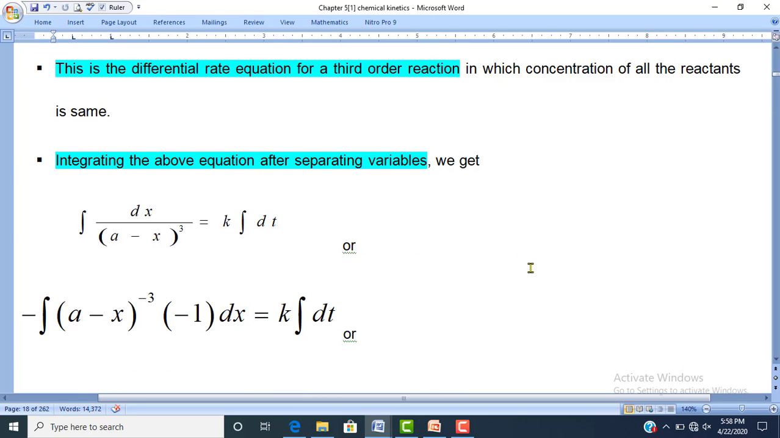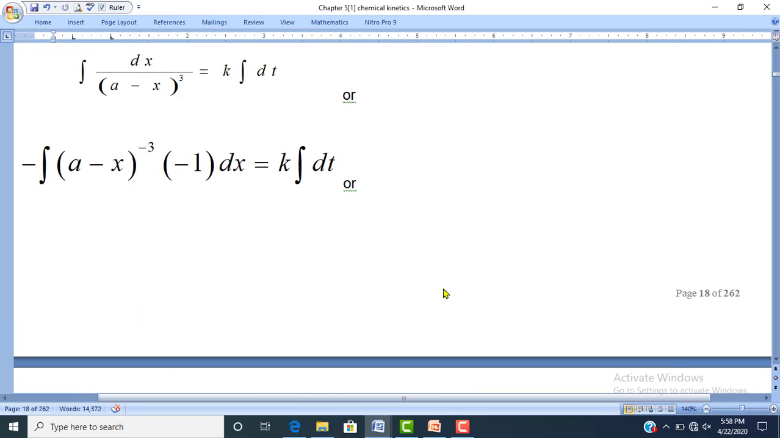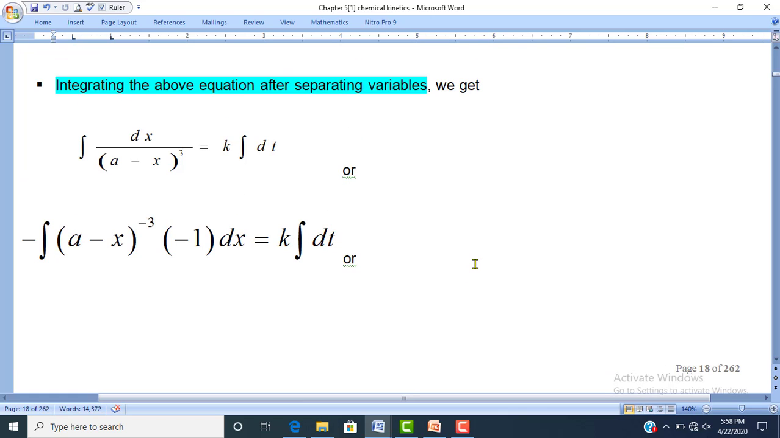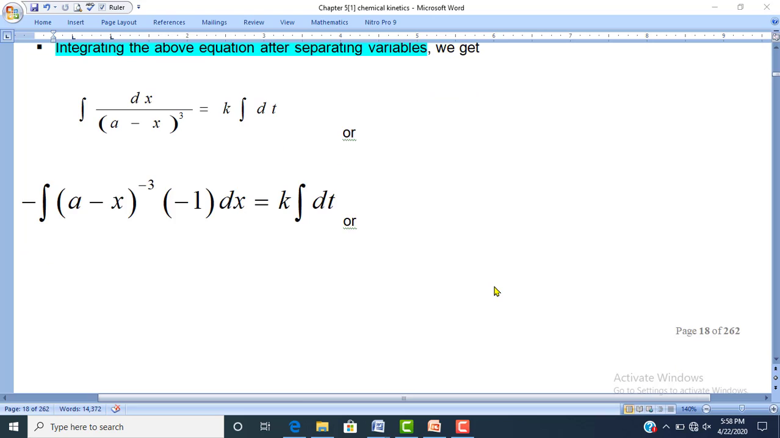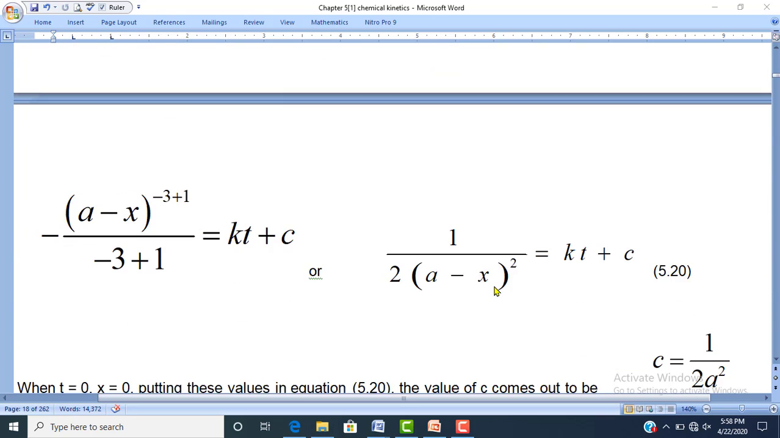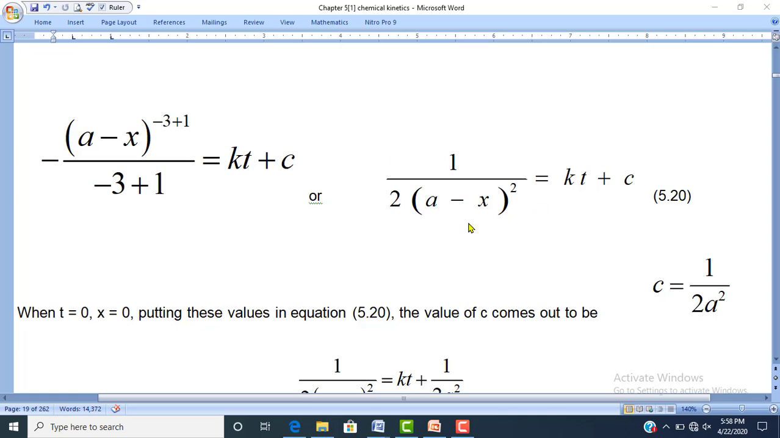Dear students, the remaining procedure is same as you have studied in the second order reaction when the initial concentration of A and B was same. If you apply the same mathematical procedure here, the difference will be that in second order reaction there were only two reactants A and B, while in this reaction the reactants are A, B and C. So when you solve the equation by integrating after separating the variables, you get equation 5.20: 1 over 2 into (a minus x) square is equal to kt plus c.